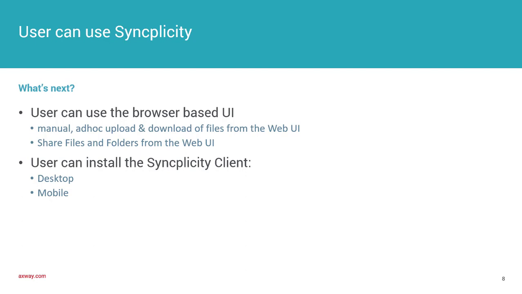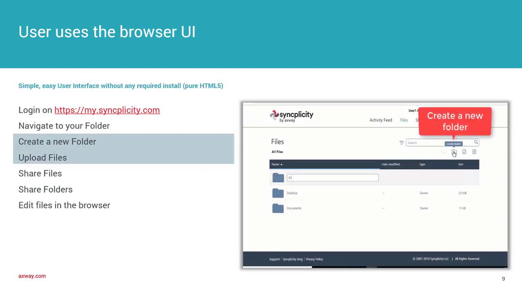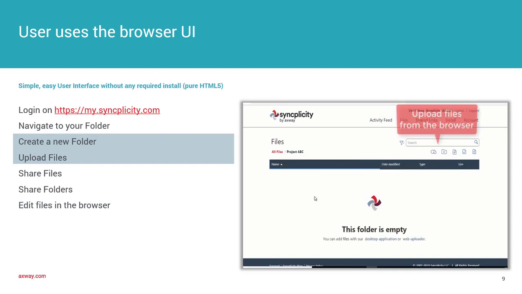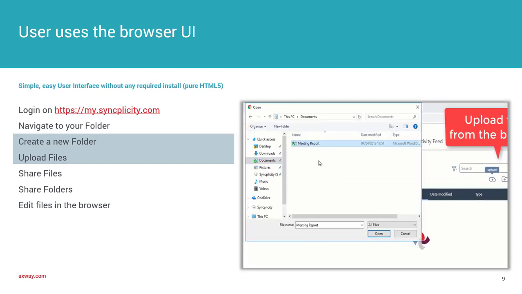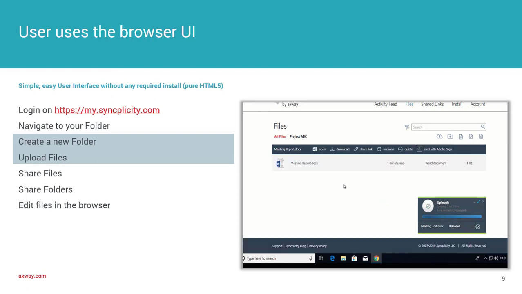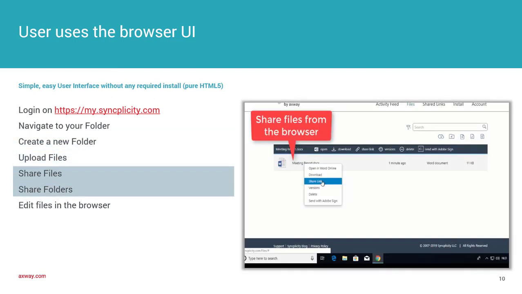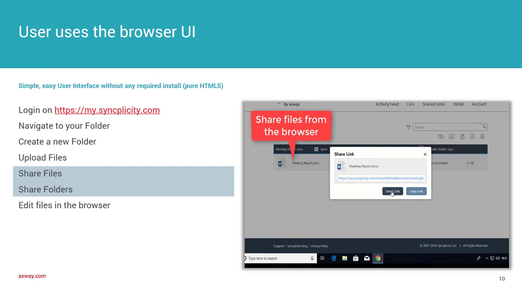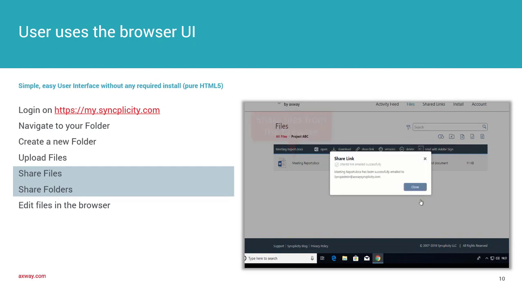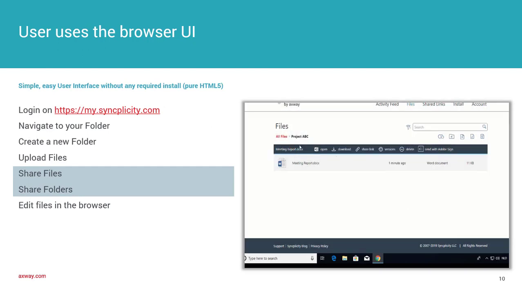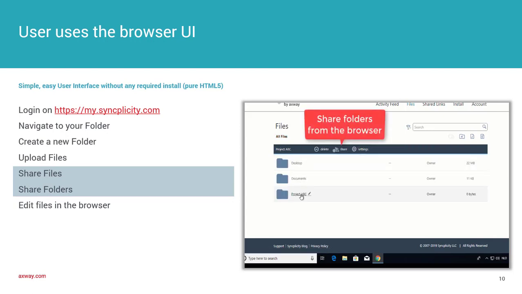What's next? The user can either use the browser-based user interface, or the user can work with a Syncplicity client, something that you install on your desktop, Windows or Mac, or something that you run as an app on your mobile device. From the browser-based user interface, you can easily create folders. You can navigate through folders and upload and download files from the browser. And once a file is uploaded, you can also share the files as a link.